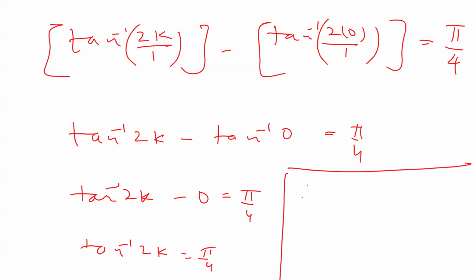Therefore 2k is equal to tan pi by 4. What is tan pi by 4? 1. Therefore k is equal to half. That is your answer. Okay. Chalo, thanks.